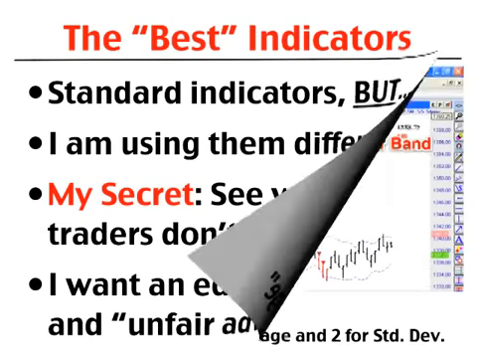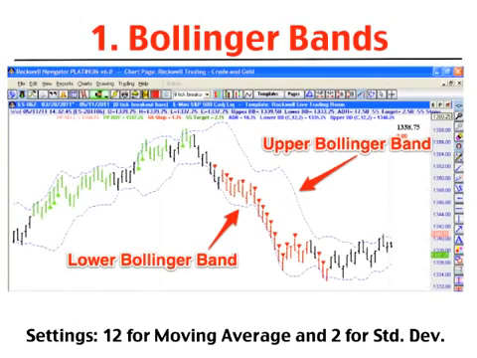So the first and most important indicator in my trading are Bollinger Bands. Bollinger Bands consist of three components.